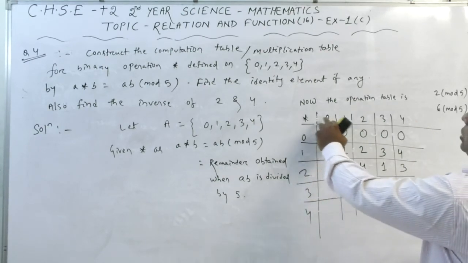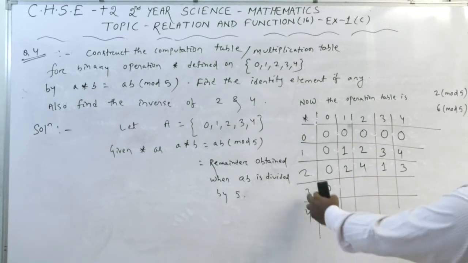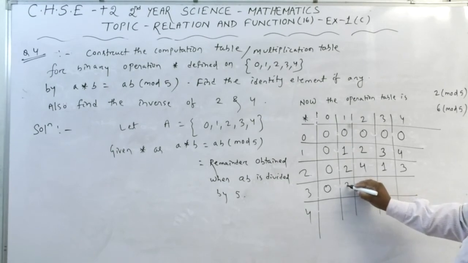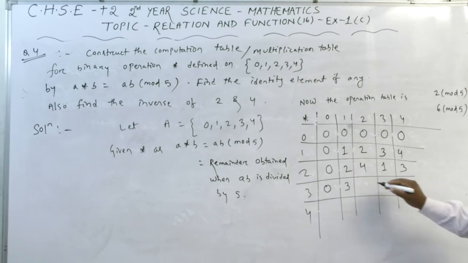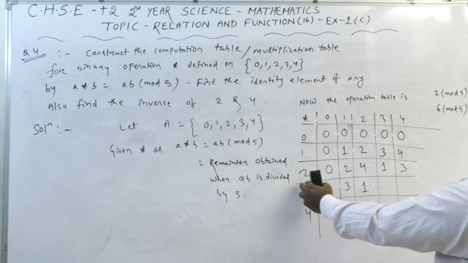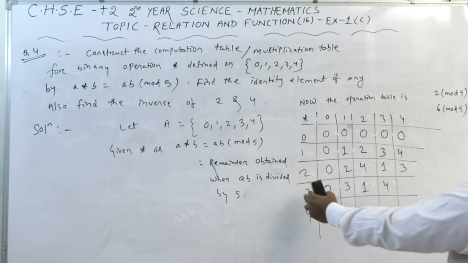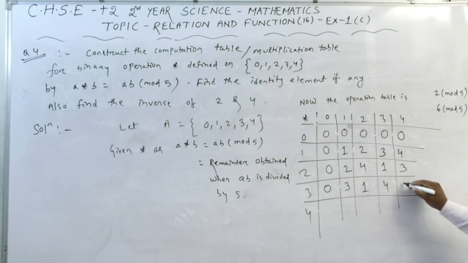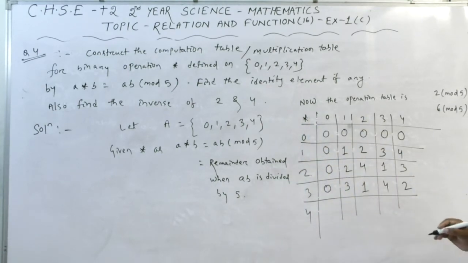Now 3 star 0, what do you get? It is 0, so the remainder is 0. 3 star 1, what do you get? You get 3 modulo 5, the remainder is 3. 3 star 2, it is 6, 6 modulo 5, the remainder is 1. 3 star 3, it is 9 modulo 5, the remainder is 4. 3 star 4, it is 12, 12 modulo 5. So what is the remainder? The remainder is 2.